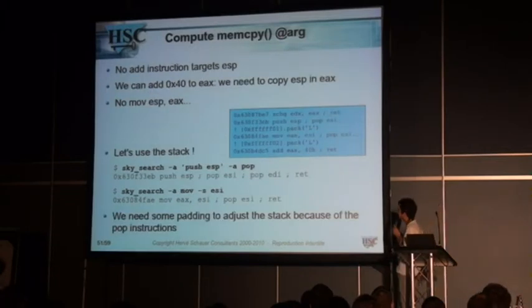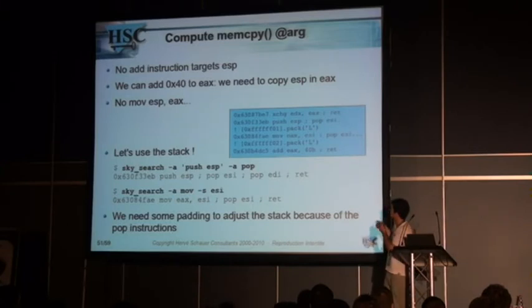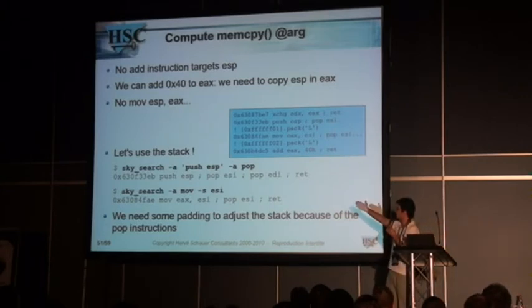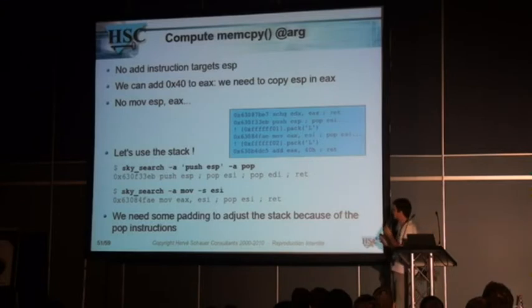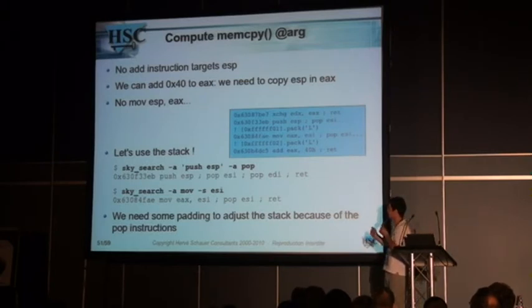So we need to copy ESP into EAX. We won't find a move ESP into EAX, so we will have to use the stack. If we search for an instruction combining push and pop, we will find this one, which performs push ESP, pop ESI. What does it do? It just transfers the content of ESP into ESI. Then, if we look for a specific move instruction, we will find an instruction which moves ESI into EAX. So in this way, we have right now ESP into EAX.